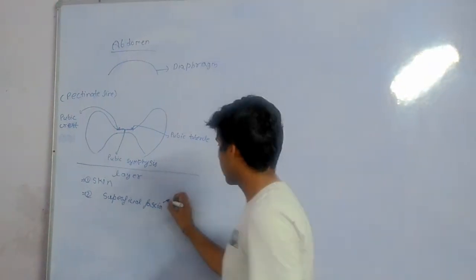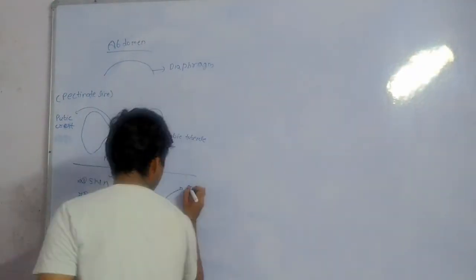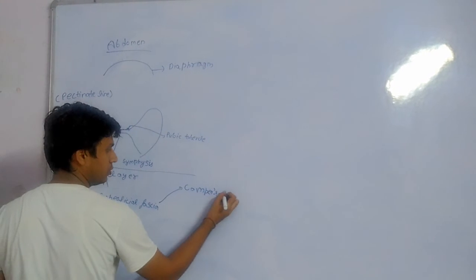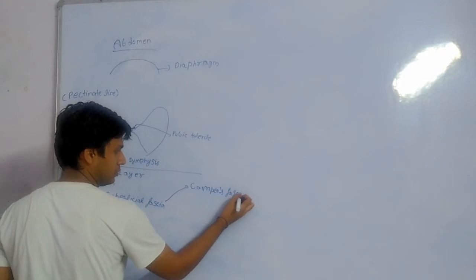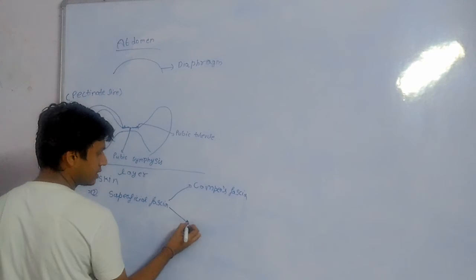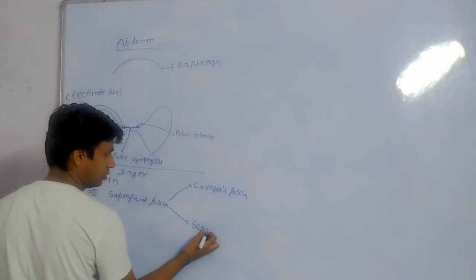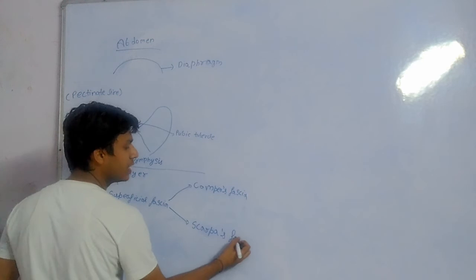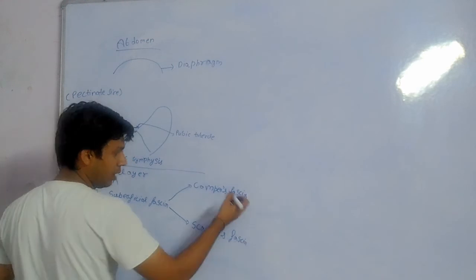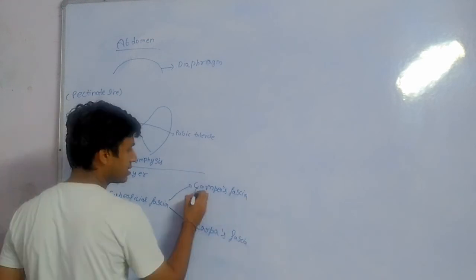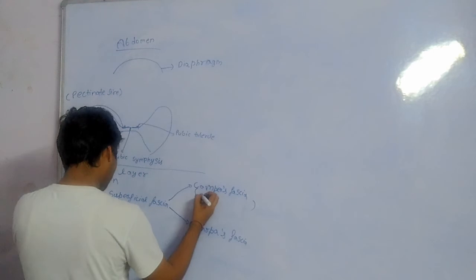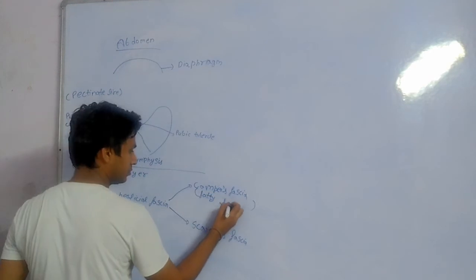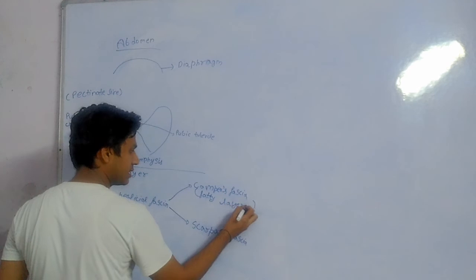Superficial fascia is divided into two parts. The first is Camper's fascia, and the other is Scarpa's fascia. These both are superficial fascia, but with some differentiation. This is fatty layer, fat present. And this is membranous.